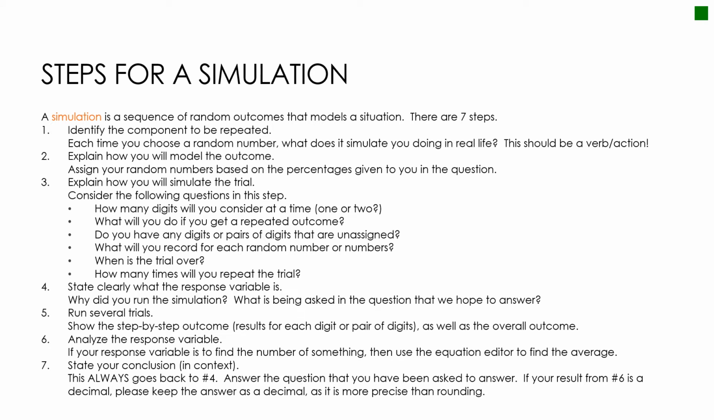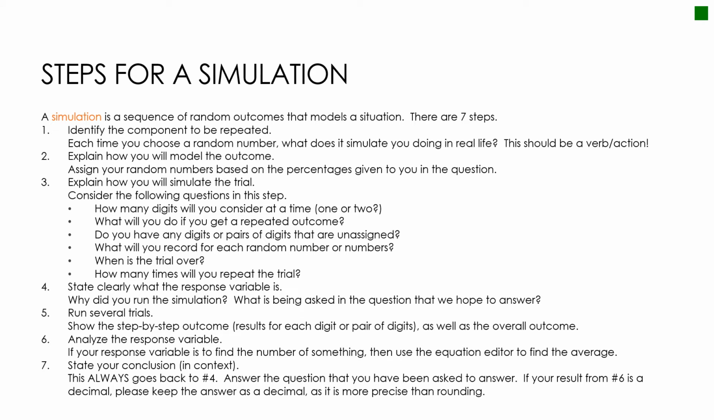What will I record for each random number or numbers? So that should go back to whatever the component to be repeated is. If my component to be repeated is, say, choosing a CD from a group of CDs, then what I'm recording is that CD good or bad? So I'm thinking about the question that my online students will be doing for their question this week.